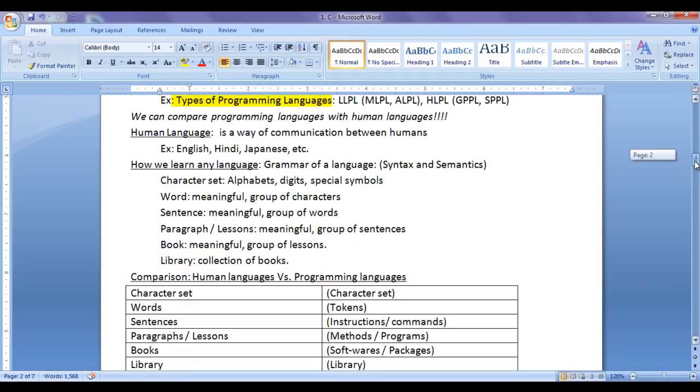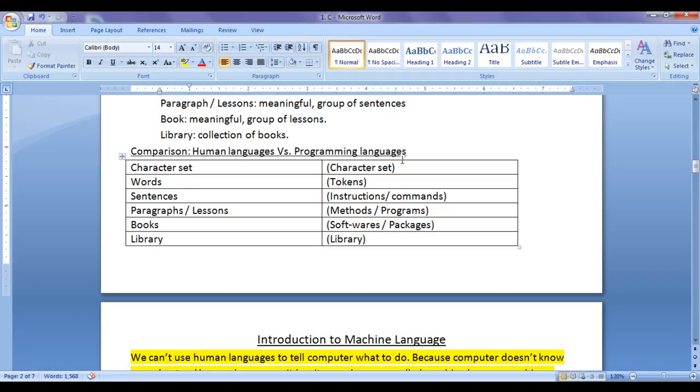After that, we learned how to learn a programming language itself. First, we learn the character set of that programming language. Then we learn the tokens available in that programming language. We understand the meanings of those tokens. Then we learn how to write commands, how to write instructions. Then we learn how to write programs by combining these instructions or commands. And how to create software itself by combining these programs, making these programs interact.